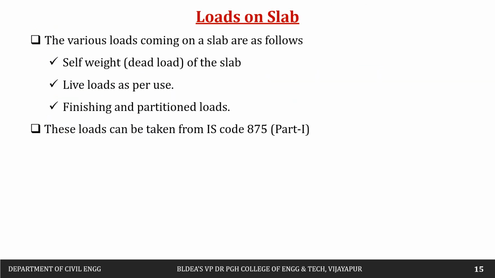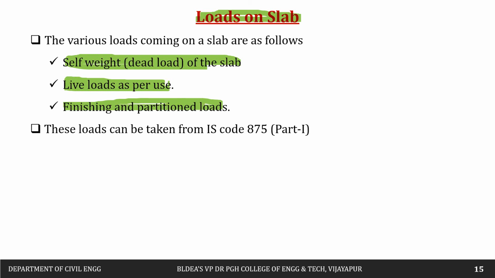Then next is what all loads are going to come on the slab. There are various loadings which come on the slab. One is self weight of the slab. Then next is live loads, that is what is given in IS 875. Then next is finishing and partition loads. So as to get all these loads, we can refer to the code IS 875. From this we can take the loads, put them on the building, and design the structure.